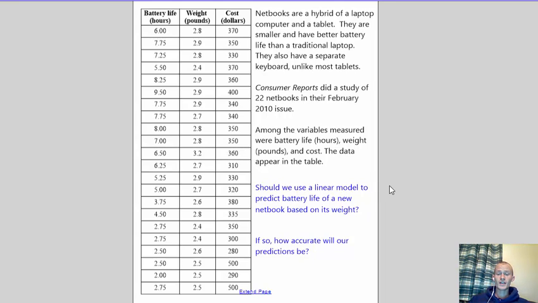From that first question, it asks us to predict battery life. That thing that we predict is going to be y. What we're using to make that prediction is our weight, our x. So using those two, we can plug that into our calculator and figure out what is the least squares regression line and then some of our other information.